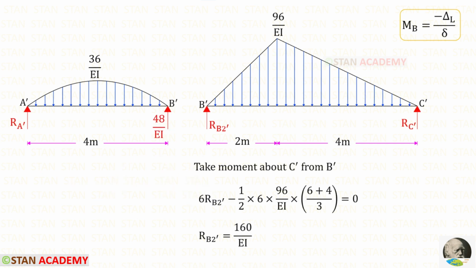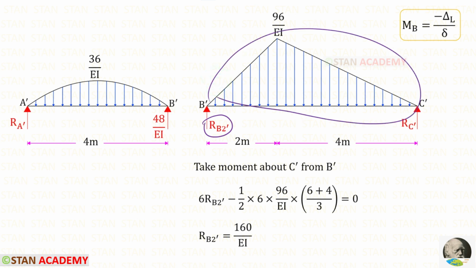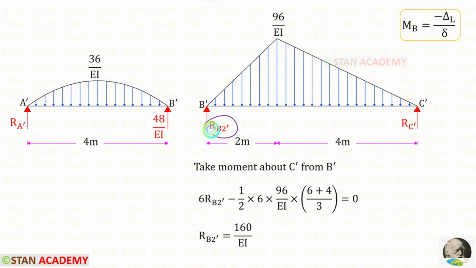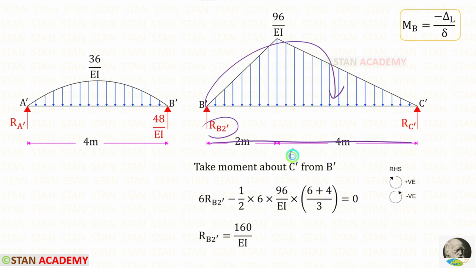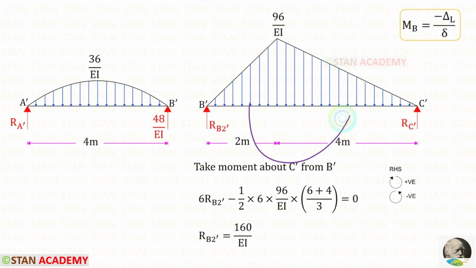Now we are going to find RB2 dash. This diagram is not symmetrical, so it is not very easy to find RB2 dash. To find RB2 dash, we can take a moment about C dash. In this case, we have to follow right hand side rule. Clockwise will be positive and anti-clockwise will be negative. RB2 dash is acting in the clockwise direction, so that it will be positive, and the distance is 6. So 6 RB2 dash. The UVL is acting in the anti-clockwise direction, so that it will be negative.